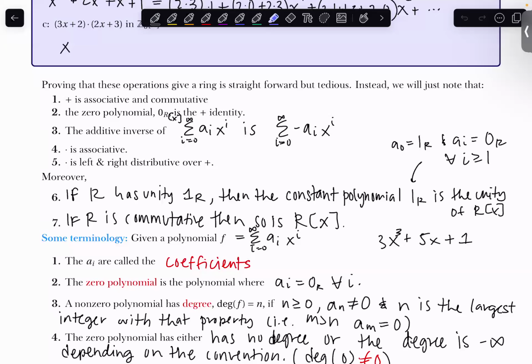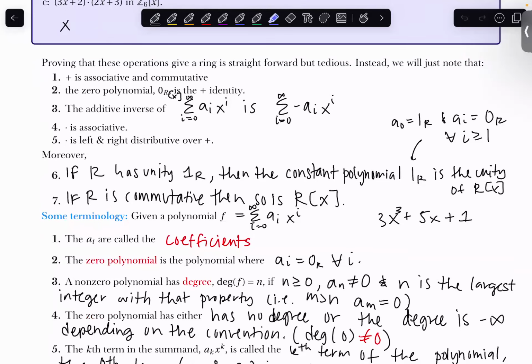We'll have our zero polynomial, which we can either write as 0 sub R or 0 sub R[x]. They really are the same thing here. It's going to be our constant polynomial, where I can just think my constant term is 0 here. If I think infinite sum, really all my coefficients are equal to 0.